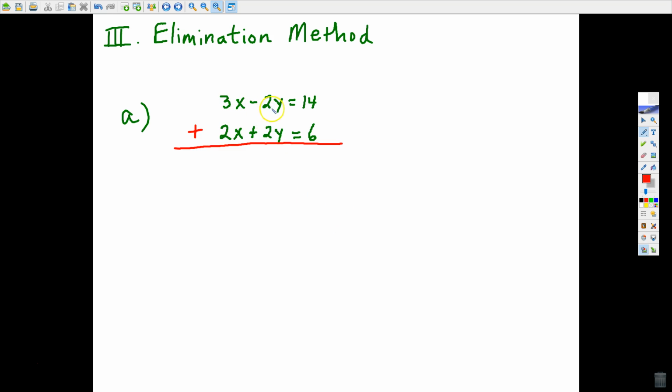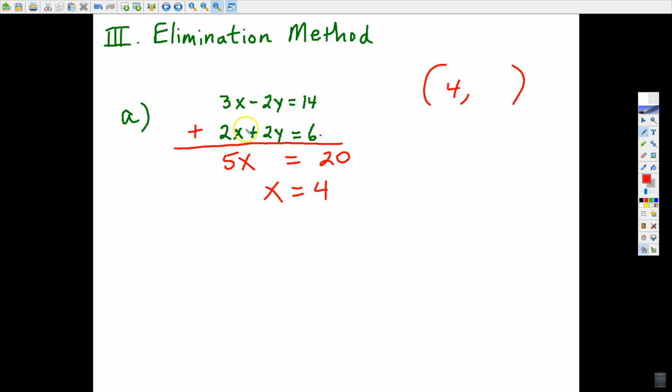So since it took addition to eliminate y, I'm going to have to add all the way across. 3x plus 2x is 5x. The y's are gone. That's just 0. 14 plus 6 is 20. I got my first variable. X is 4. So we know what half of the answer is.